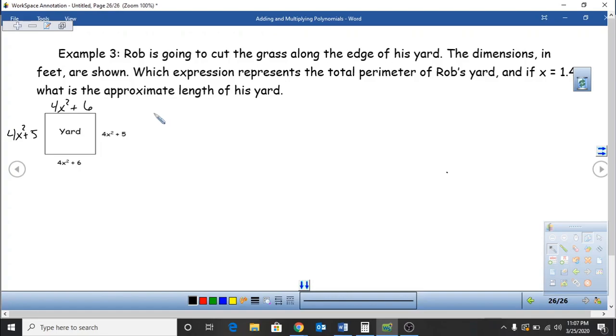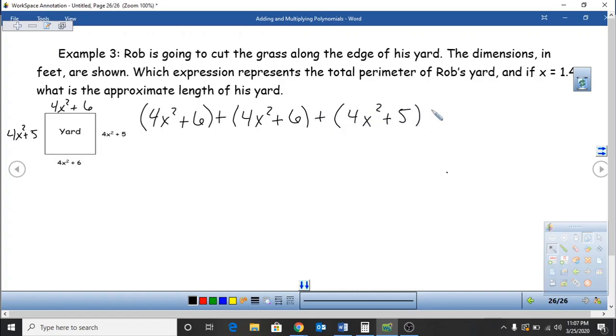So I'm just going to take the approach of just adding up all the sides, and this is going to be a big expression, but it's okay. So I'm going to take 4x squared plus 6. I'm going to put parentheses, and I want to keep it together, and then plus another 4x squared plus 6. Then I'm going to add the other two sides, which is 4x squared plus 5. And then I'm going to add another 4x squared plus 5.